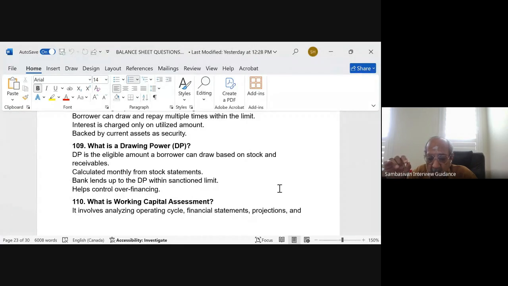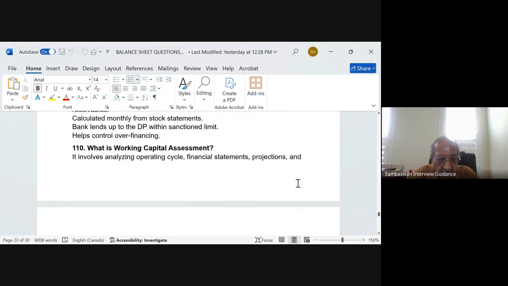Is it clear? Now, instead of this 300 lakhs, the party is giving a stock statement of only 200 lakhs worth stocks. The margin is 25%, that is 50 lakhs. Now, drawing power for this is 150 lakhs. We have talked in lakhs purposely. 200 lakhs, 300 lakhs, 200 lakhs, 150 lakhs. Is it clear for all of you? Drawing power. Samajh gaya? Very good. Please move on to 110.